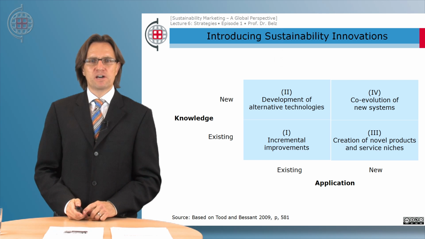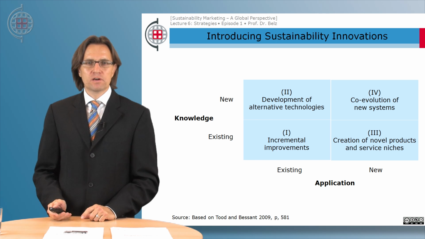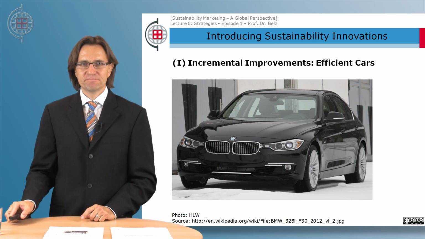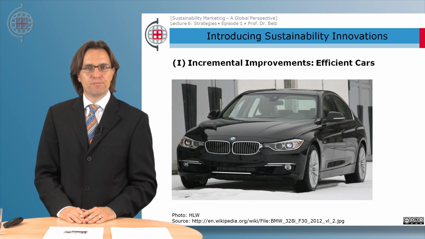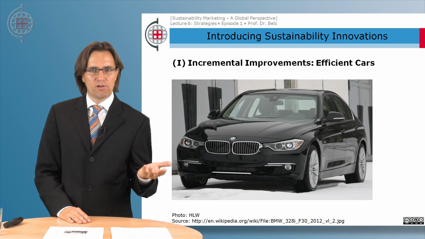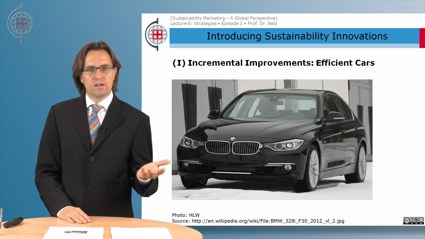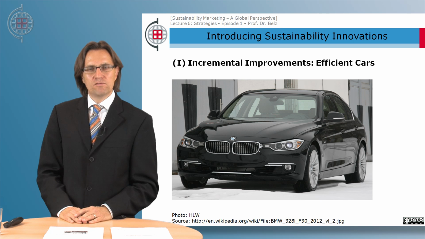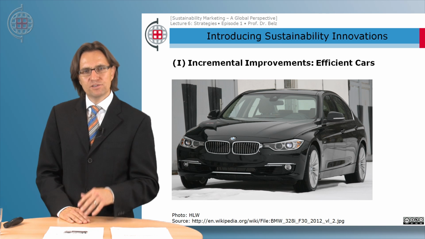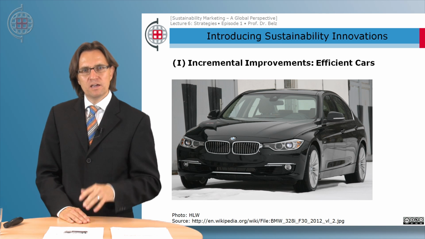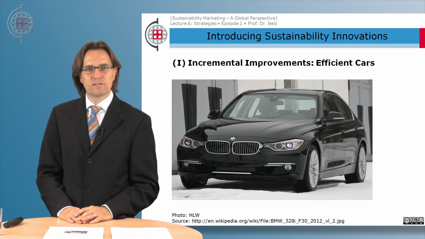Let's have a look at the 4 different types in the context of cars and mobility. The first type would be incremental improvements. If you have new eco-efficient cars, they still have old, established technologies. These are cars powered by internal combustion engines. And yet, during the last couple of years, they improved their eco-efficiency tremendously. That means they use less gasoline for the same kind of mileage.